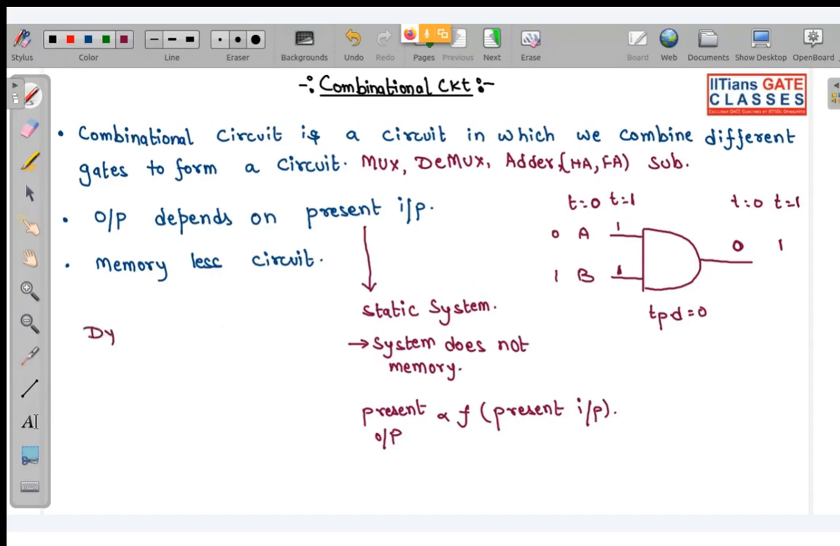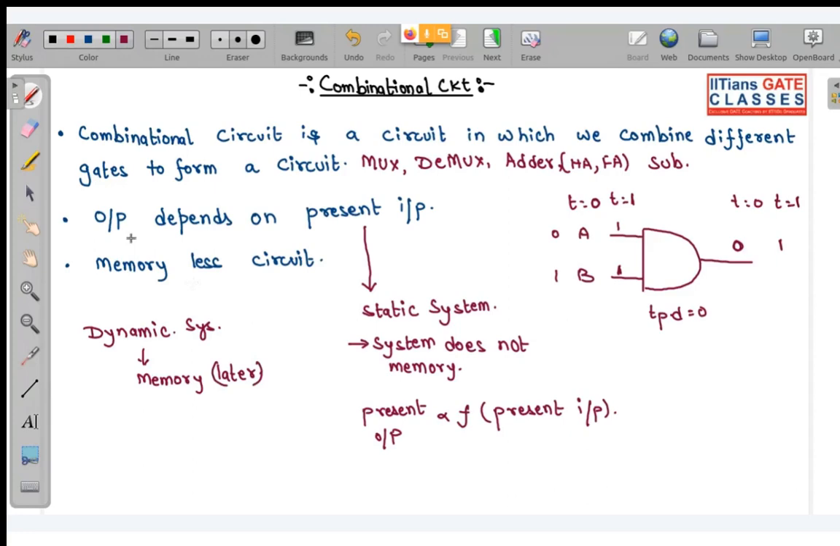Another type of system we have is the dynamic system. This we are going to see in the next chapter when we study sequential circuits. A dynamic system is basically a memory system. We will talk about this later. At the moment, you can just note down that dynamic systems are memory systems, and this we are going to study in sequential circuits.